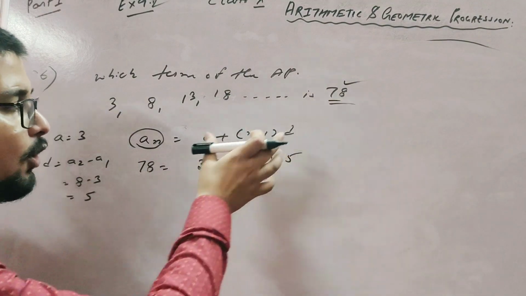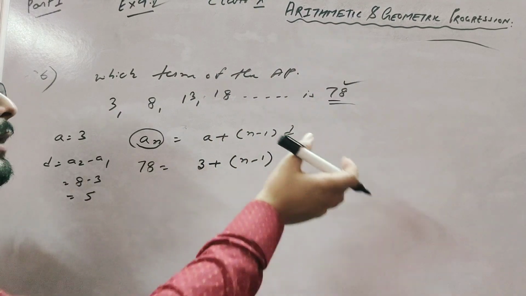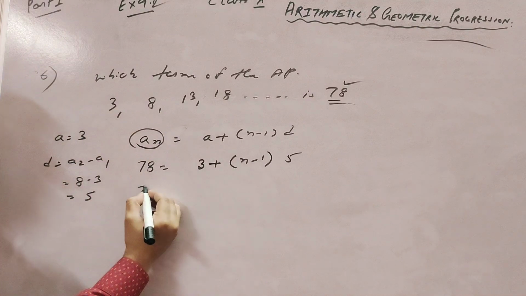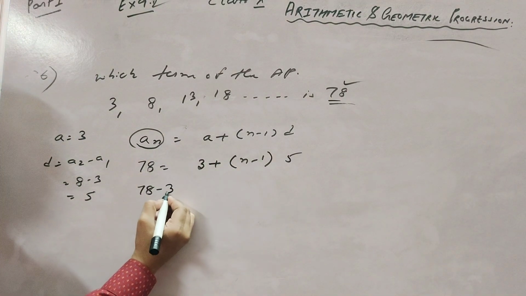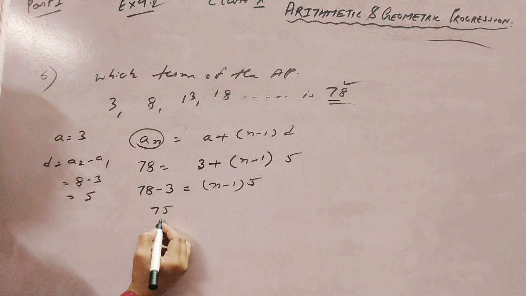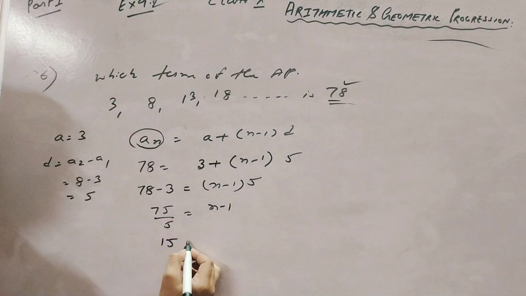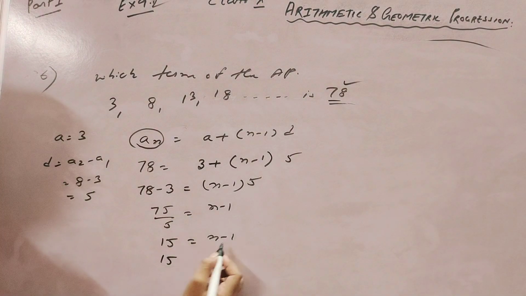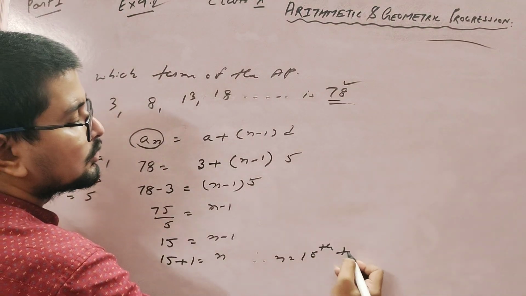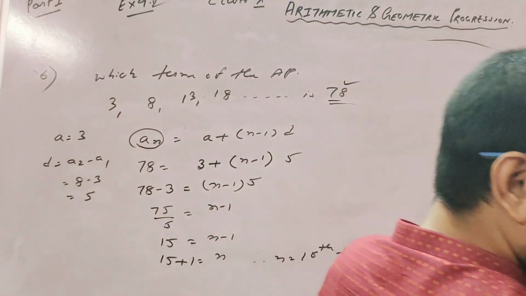We always use this formula to find out the answer about the 20th term, 38th term, but this time the answer is given and we don't know which term it is, so n is missing here. So 78, this plus 3 coming, this is minus 3, equals to n minus 1 into 5. This is 75, this 5 coming here, because multiply from here, divide. 15 equals to n minus 1. So 15 plus 1, therefore n equals to 16. So the 16th term of this AP is 78. Okay. Note.